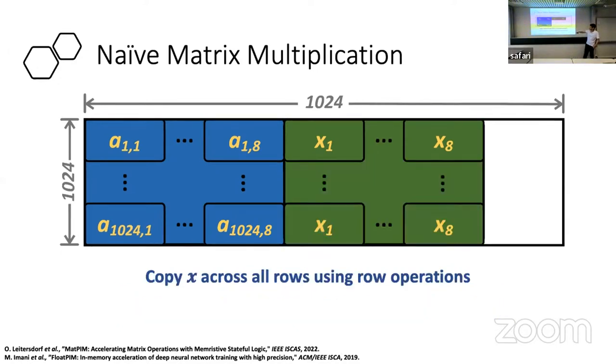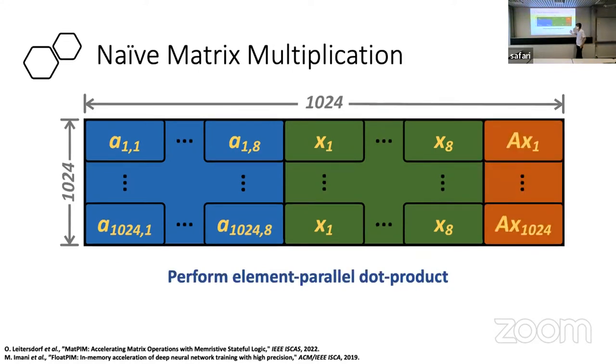What we can do is, first of all, duplicate the vector across all the rows. Here we're using the row operations that we mentioned that sometimes exist before. And then each row can perform an element parallel dot product. Each row takes the first element of A in that row, multiplies it by the first element of X, takes the second element from A, multiplies it by the second element of X, adds it back. It does a dot product within each row, and now we get the matrix vector multiplication AX stored in the last column.